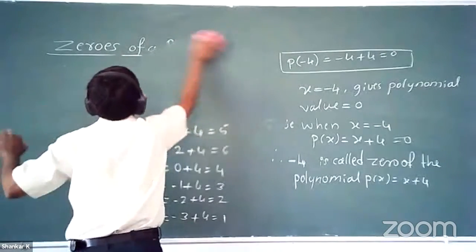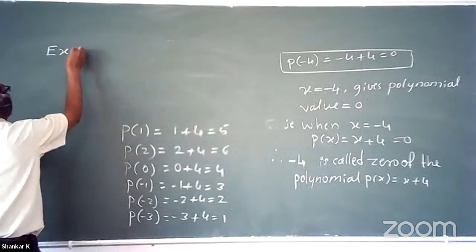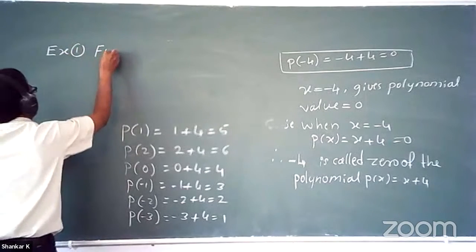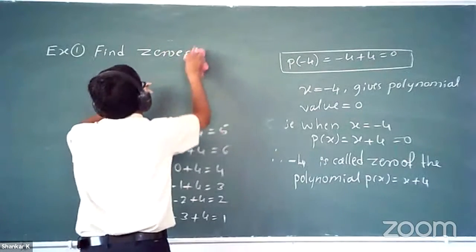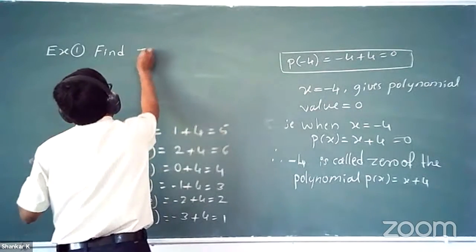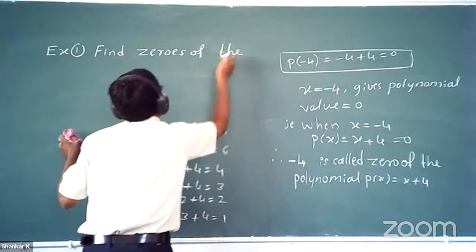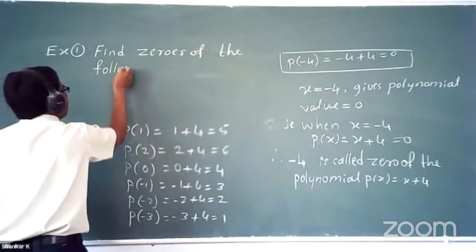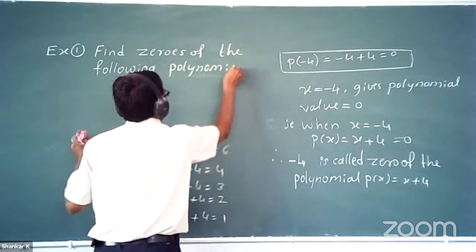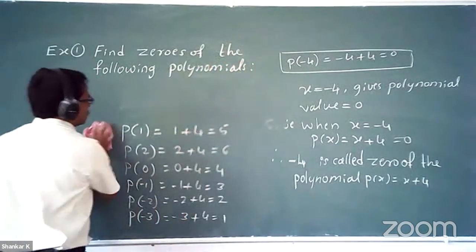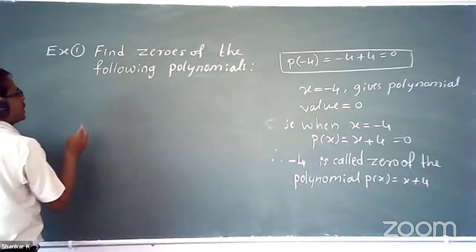So some more examples now. Example 1. Find zeros of the following polynomial. I don't want any method, directly you should tell me the answer.